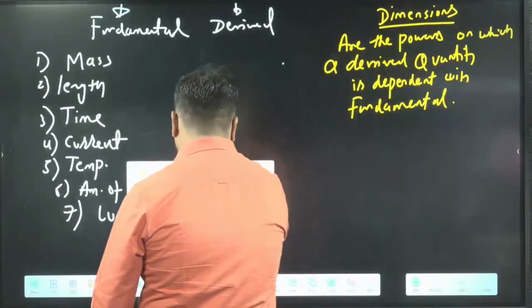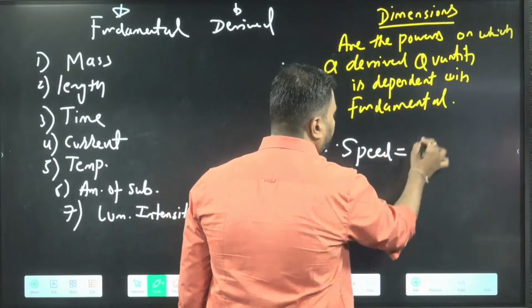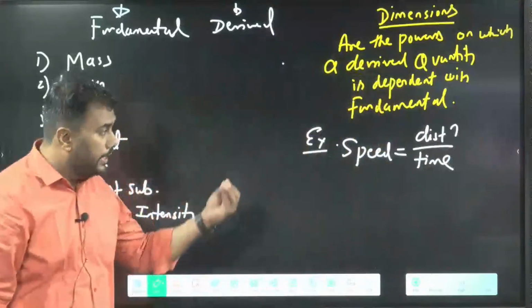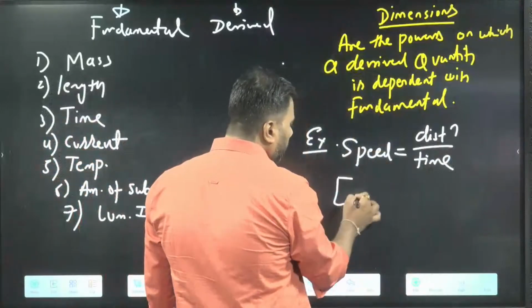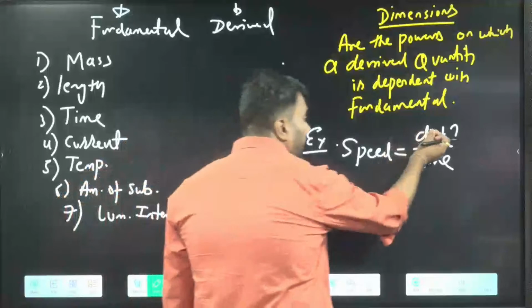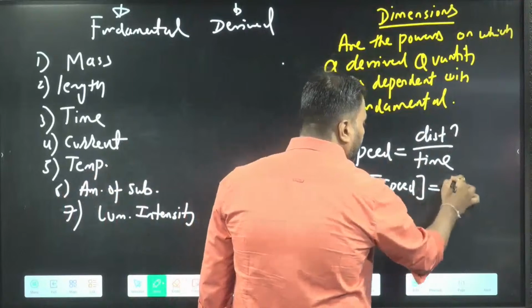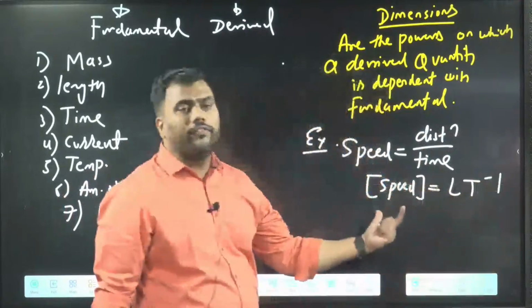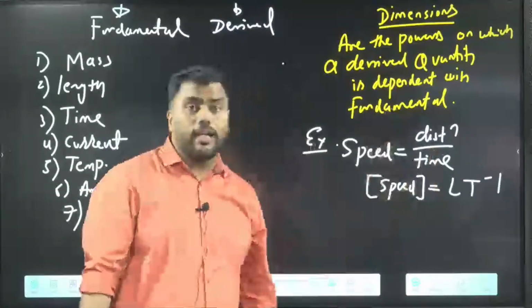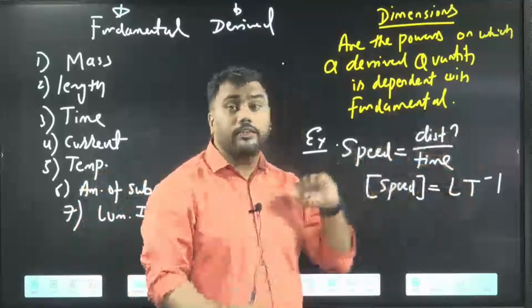For example, it's better to go with an example. Speed is defined as distance traveled by time taken. We use the symbol L to represent distance and the symbol T to represent time. Hence, we can say speed is dependent on length and time. So we will say that speed has dimension 1 in length and dimension -1 in time.